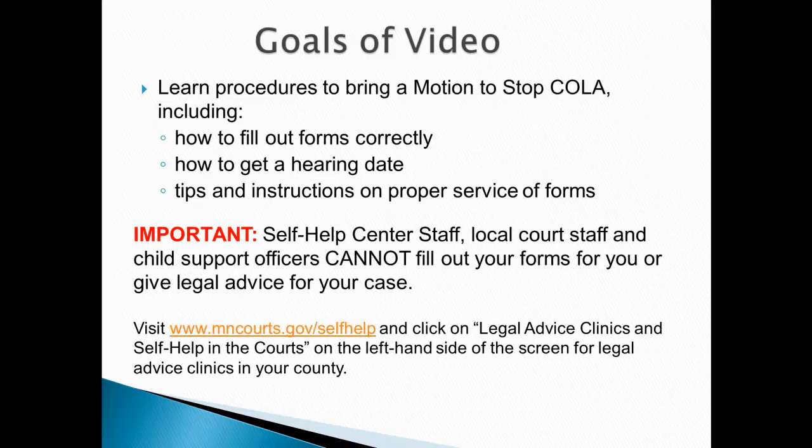Please remember that self-help staff, local court staff, and child support officers cannot fill out your forms for you or give you legal advice for your case. If you need legal advice, please visit the Self-Help Center website at www.mncourts.gov/self-help and click on the Legal Advice Clinics and Self-Help in Courts on the left-hand side of the screen to see if a legal advice clinic is offered in your local county courthouse, or you can talk with a private attorney.